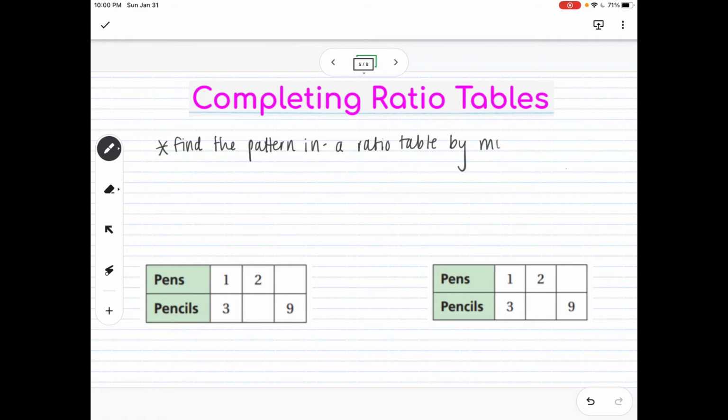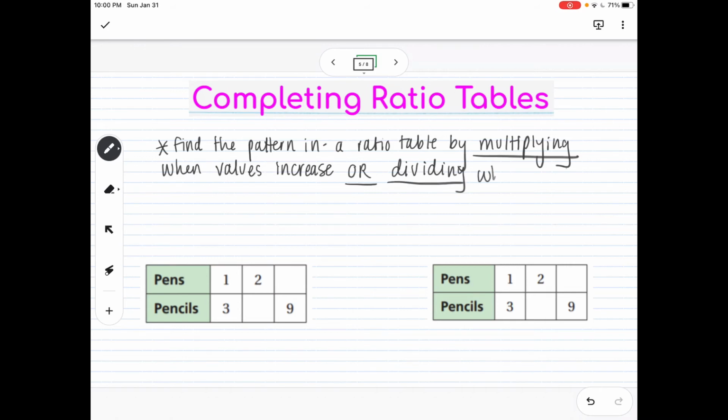by multiplying when values increase, or of course we can do the counterpart, which is dividing when values decrease. And I want to explain kind of exactly what that means.